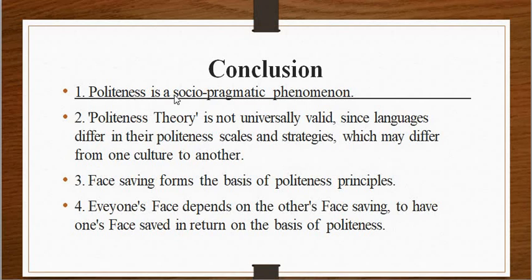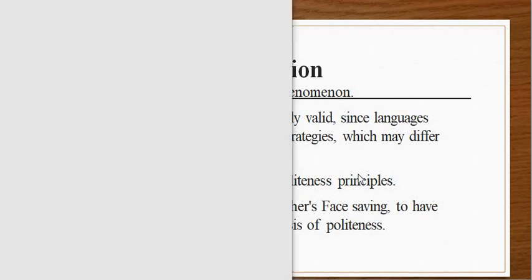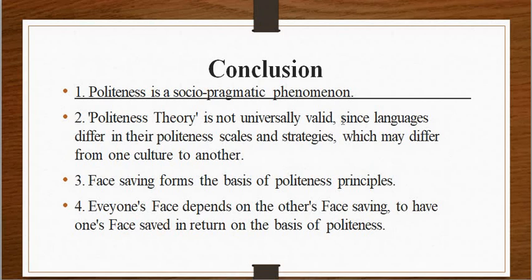Well, to conclude, we can say politeness is a socio-pragmatic phenomenon. Right? Politeness theory is not universally valid since languages differ in their politeness scales and strategies, which may differ from one culture to another culture. Face saving forms the basis of politeness principles, and everyone's face depends on others' face saving to have one's face saved in return on the basis of politeness. Well, we can say negative politeness is freedom of action and speech acts, and positive politeness is the sense of being connected and a sense of appreciation from the speaker.